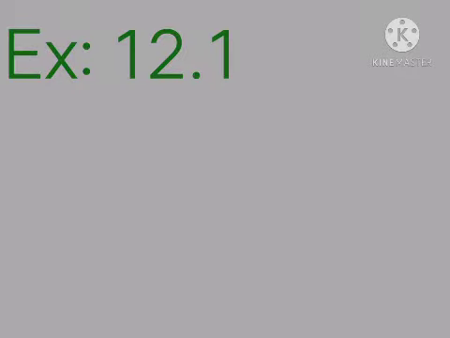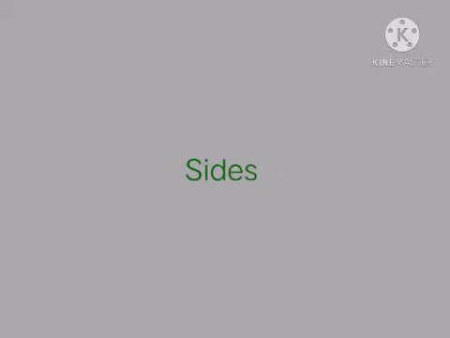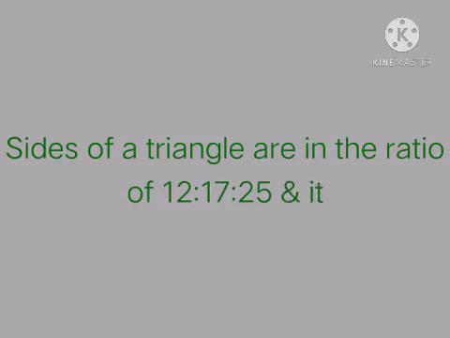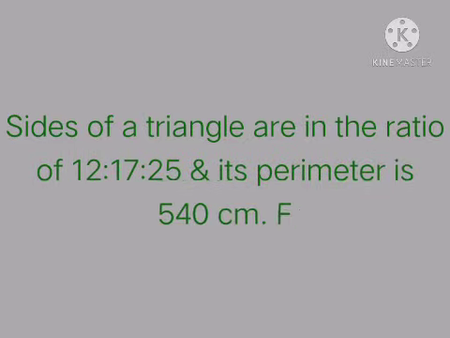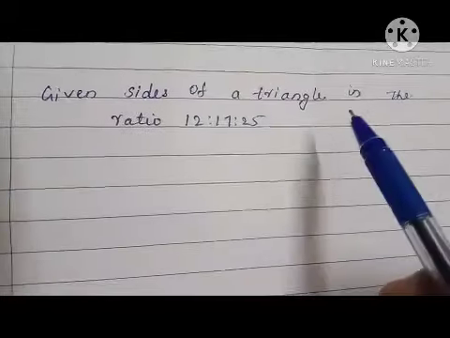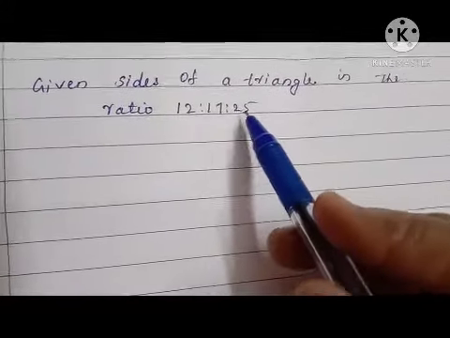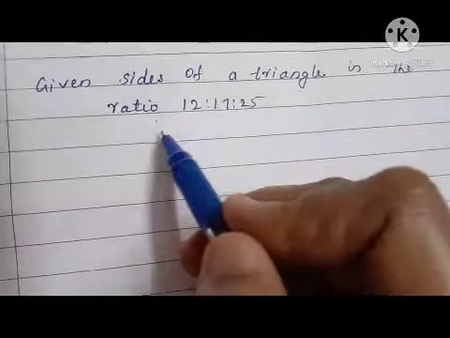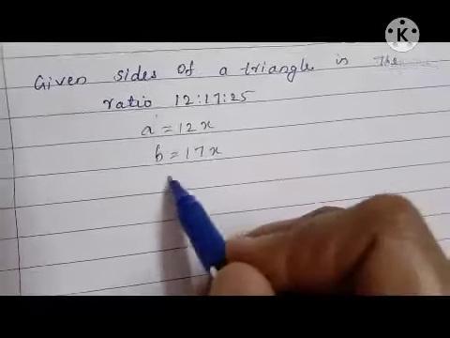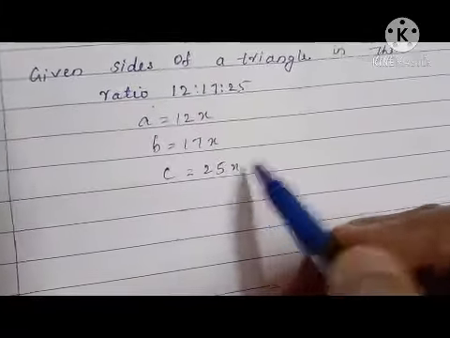Exercise 12.1, question number 5. Sides of a triangle are in the ratio of 12:17:25 and its perimeter is 540 centimeter. Find its area. Okay, here the ratio of the three sides are given. So we have to find its actual values. Given the sides of a triangle in the ratio 12:17:25. So we can take the sides as a equal 12x, b equal 17x and c equal 25x.